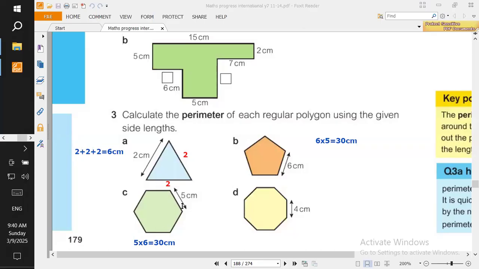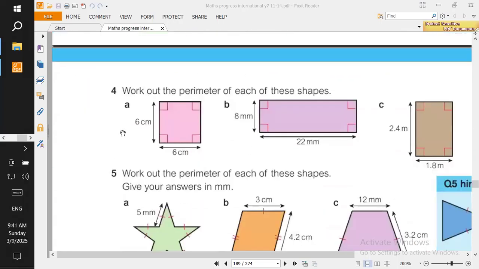So each one of them is 5. And all of them are 6 sides. So I multiply them to get the perimeter. Same idea here. Here we have 8 sides, and each one is 4. So we multiply the 4 by the 8. We will get 32 centimeters. And this is how I find the perimeter of regular polygons. Let's move on to the next one.